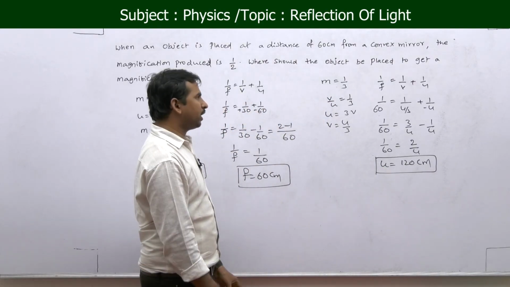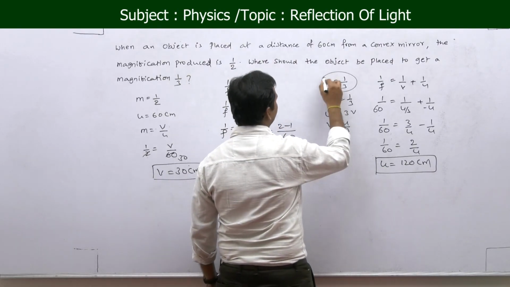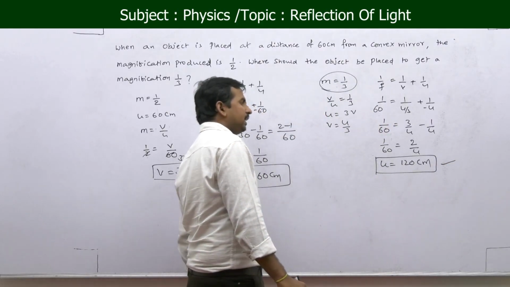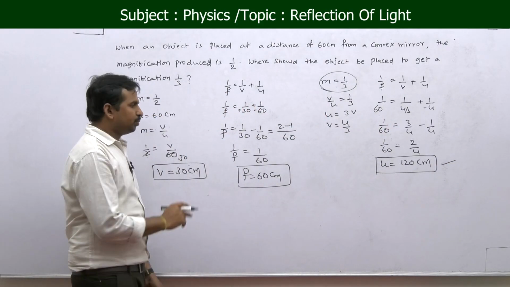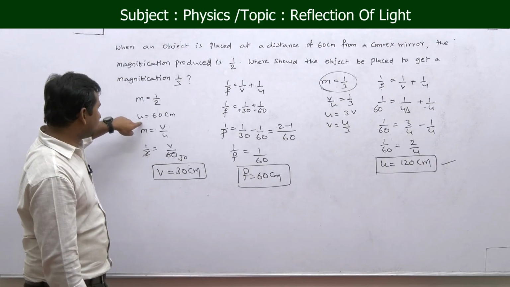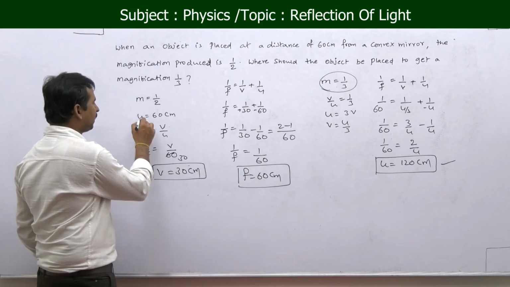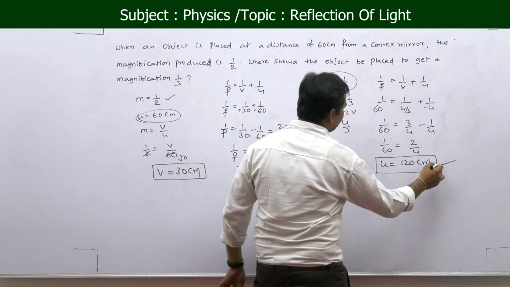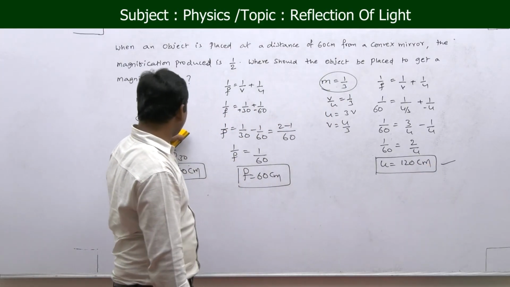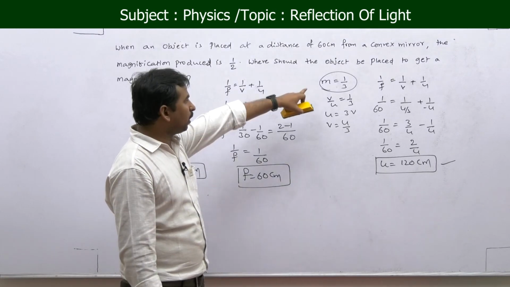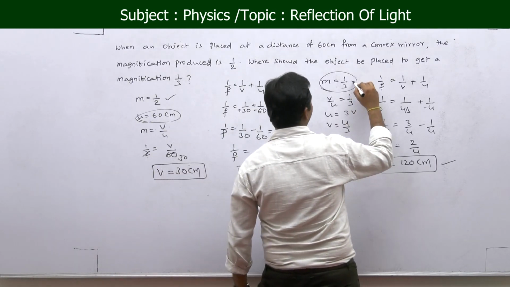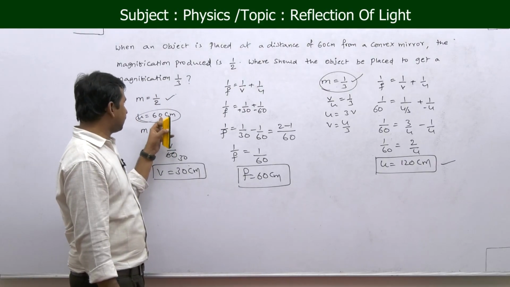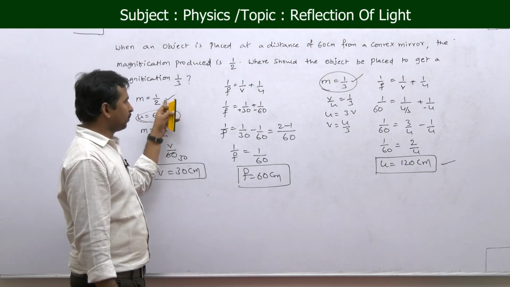This means if you want a more diminished image, with m equal to 1 by 3, we have to place the object at 120 centimeters. But if you observe, initially the object is at 60, so the magnification is 1 by 2. Now the object is at 120, meaning the object distance is increased.